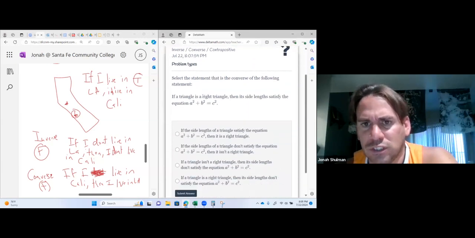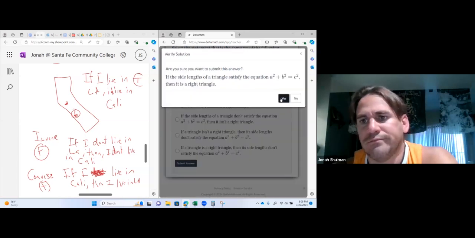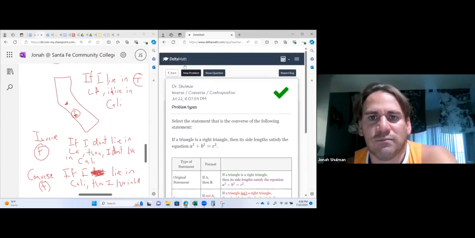The converse, we just switch it. If a triangle is a right triangle, then it satisfies this. If it satisfies this, then it is a right triangle. So the converse, we just have to swap them. If the lengths of the triangle satisfy this equation, then it's a right triangle. So there's the converse. Ta-da! Inverse, you just make them both negative.